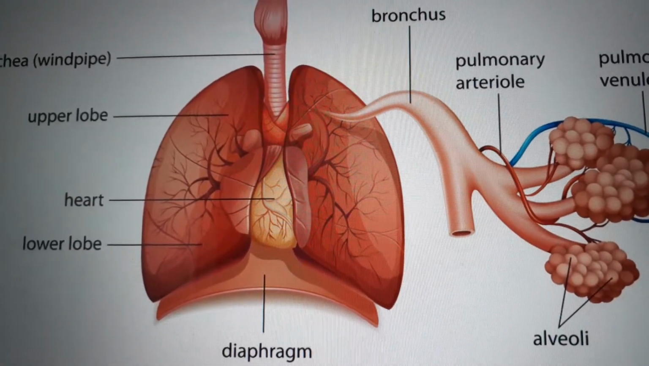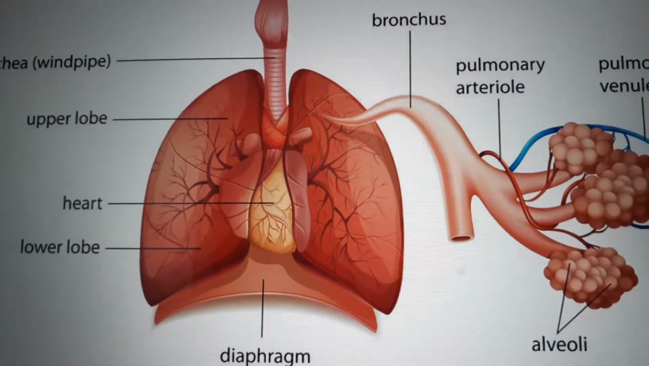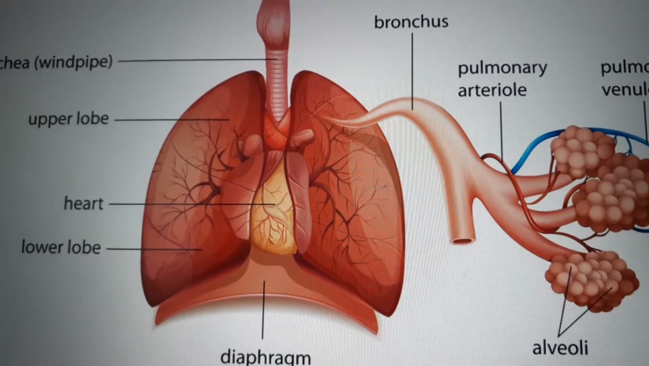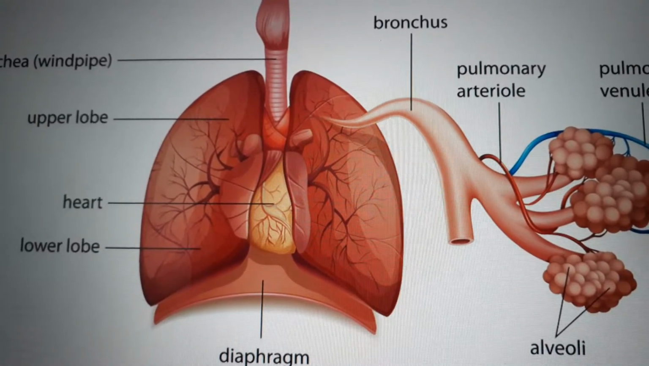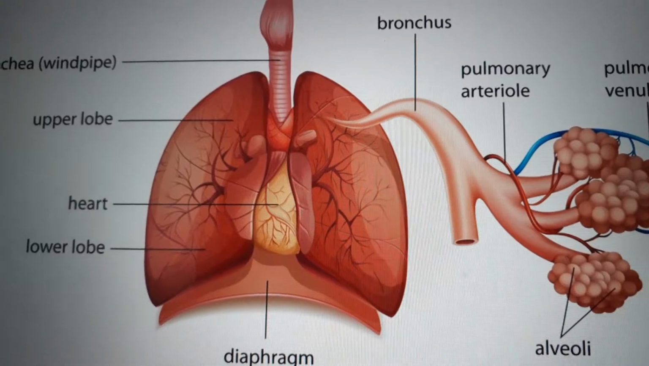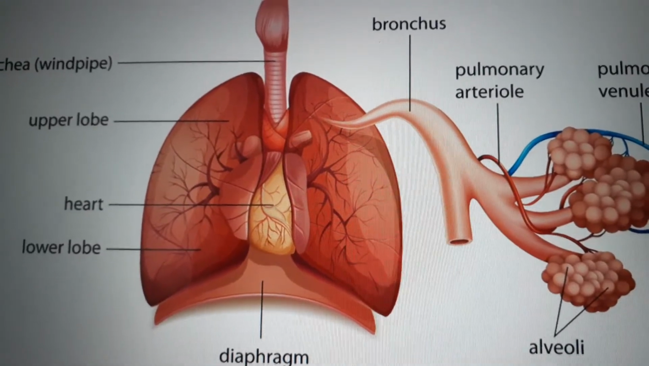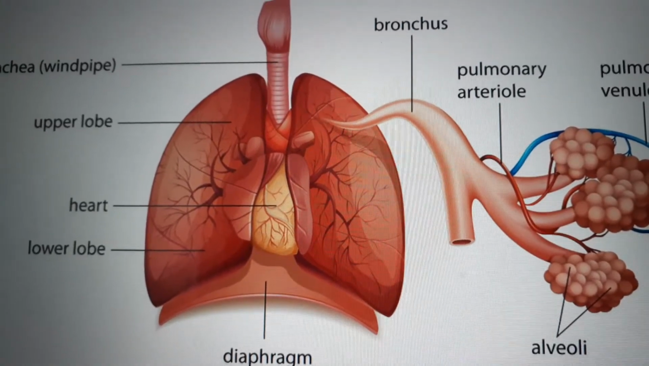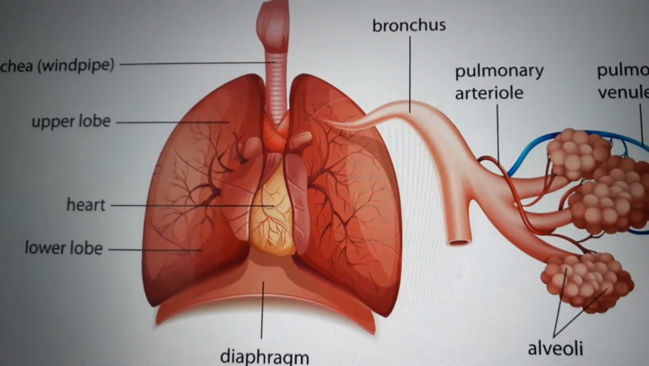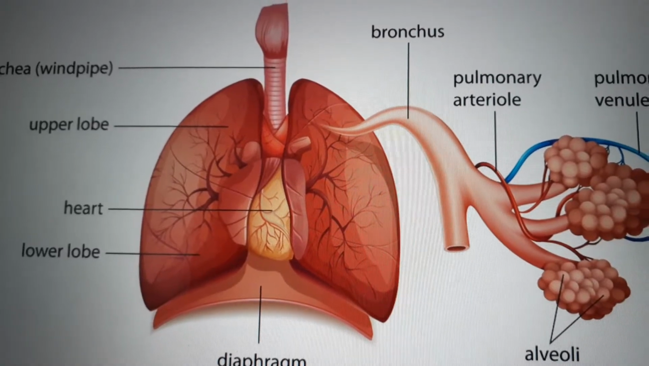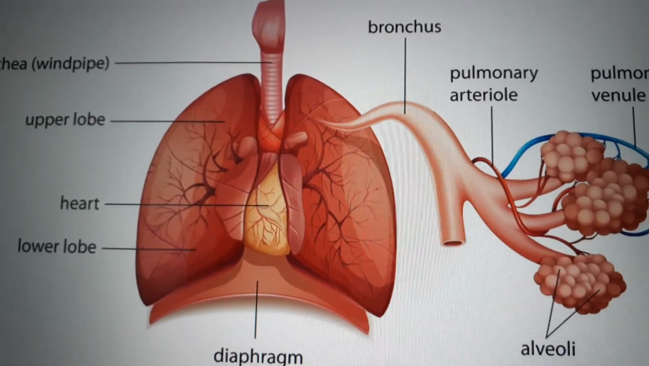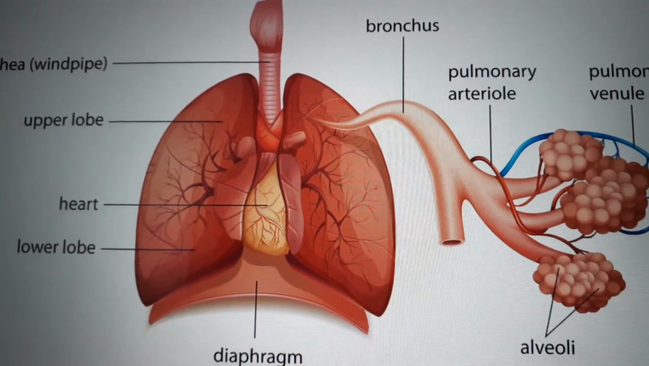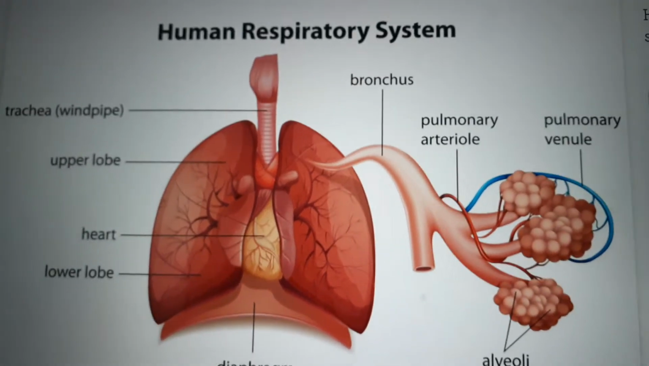So, around us, the atmospheric air contains different gases, a mixture of gases. We take in some gases from the atmospheric air and we exhale some gases out. So, what is this mechanism? Why do we need to take in air and exhale some gases? Let us discuss. Today's topic is respiration.